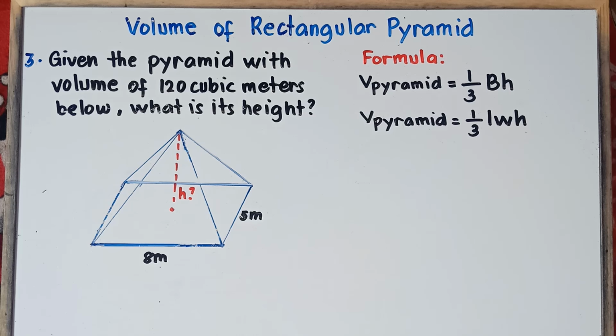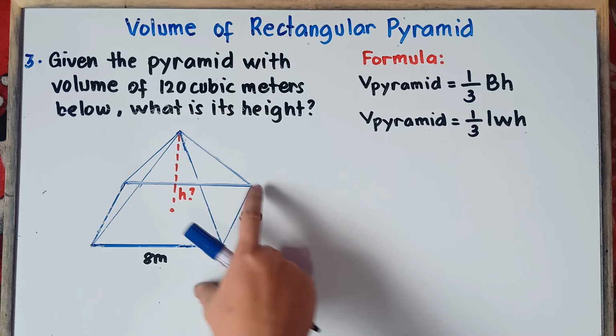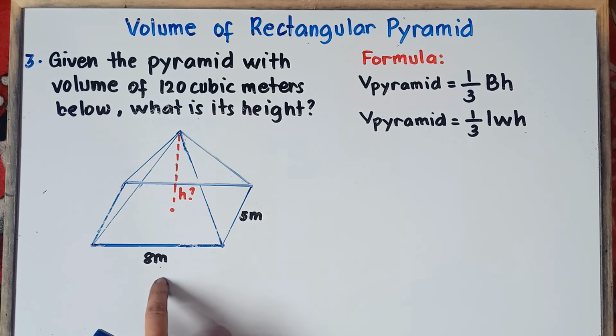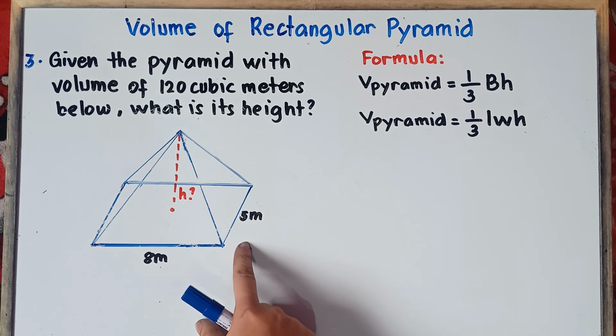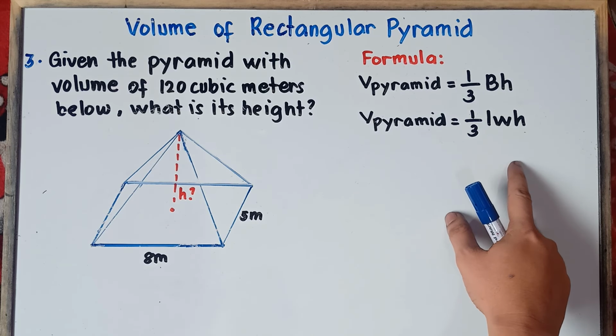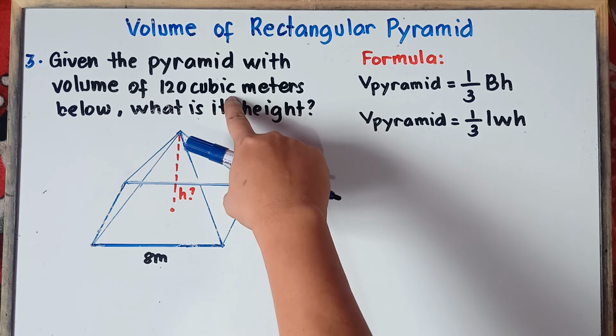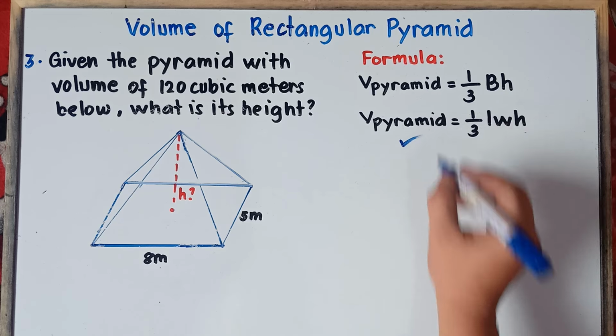Given the pyramid with volume of 120 cubic meters below, what is its height? So once again, class, we are told to find the height. And we have given rectangular base. We have given length, that's 8 meters. And then we have given width, that is 5 meters. So let's check if we can use this formula in finding the height. So do we have the volume of the pyramid? Yup, that's 120 cubic meters.